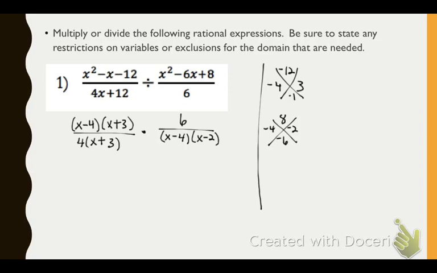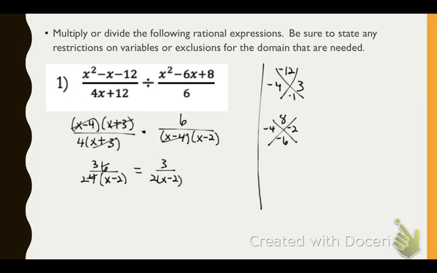So now when we multiply, we can divide out any numerator with any denominator. And so our x minus 4s will divide out, our x plus 3s will divide out, so we'll be left with just a 6 in our numerator, and then over 4 times x minus 2. We want to see if we can simplify this, and I notice that I can divide my numerator and my denominator by 2. So we're left with 3 over 2 times x minus 2.